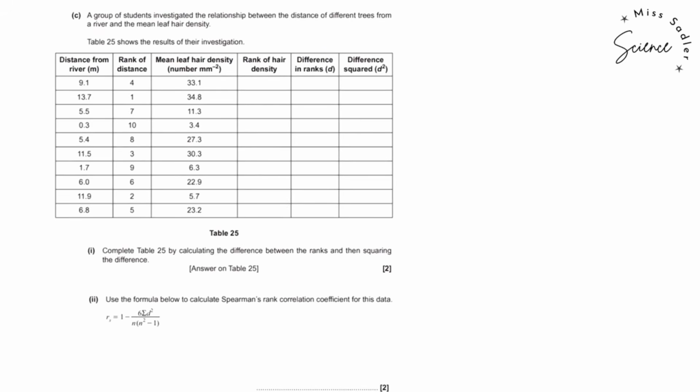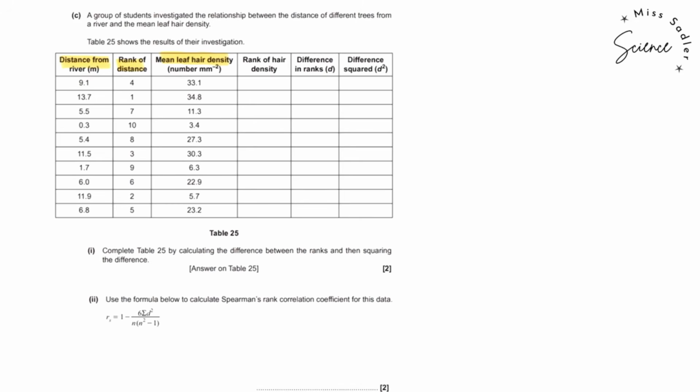Okay, here we've got a question asking us to calculate the Spearman Rank correlation coefficient for the data in the table. A group of students investigated the relationship between the distance of different trees from a river and their mean leaf hair density. So we've got distance from the river here and the rank of their distance, and we've got mean leaf density here. And the first part of the question asks us to complete table 25 by calculating the difference between the ranks and then squaring the difference.